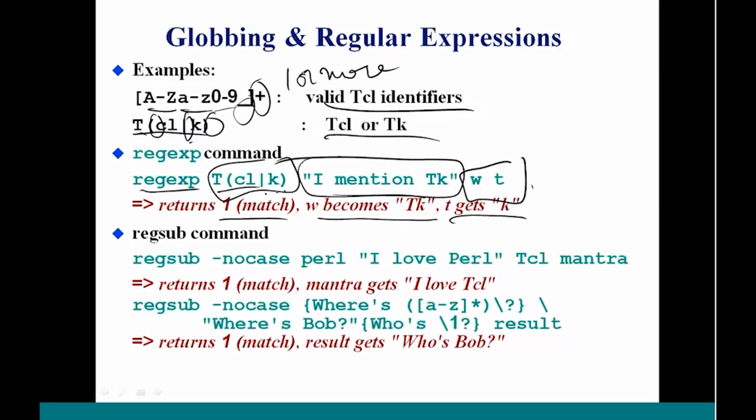Okay, so now let's look at the regsub command. Here it matches the TK, so the W becomes the TK, which is what is matched here, and then the T gets the substring K, which is where the match happened.